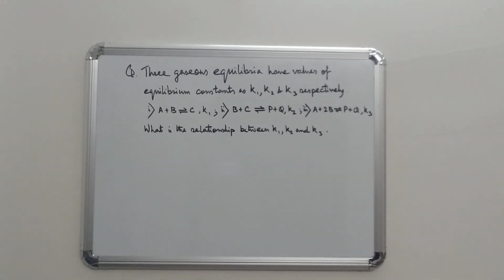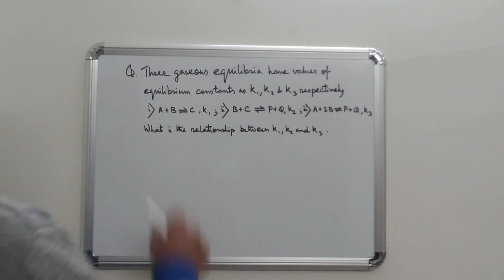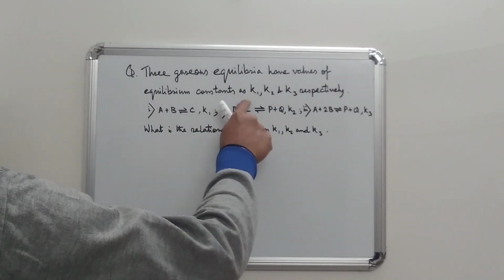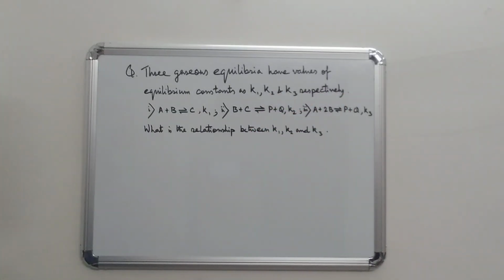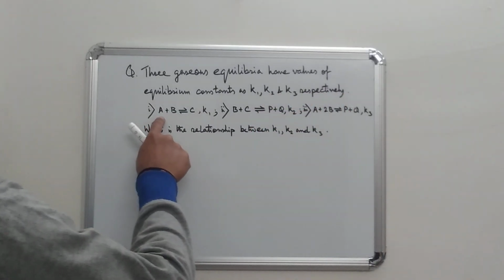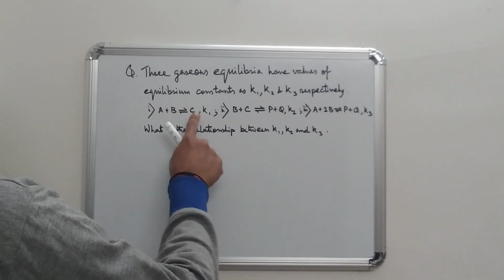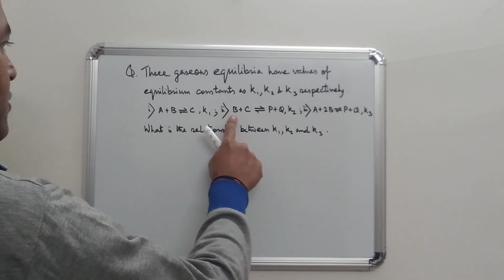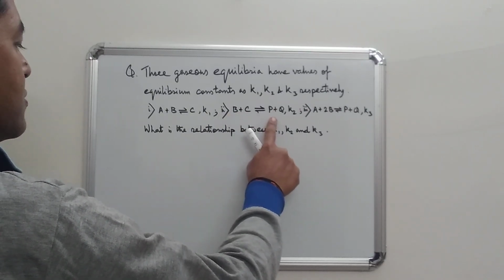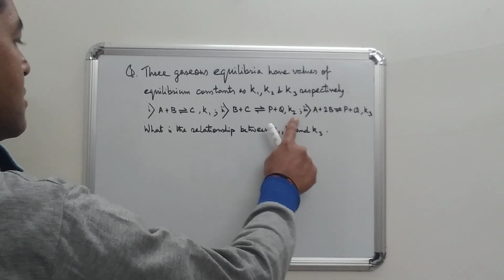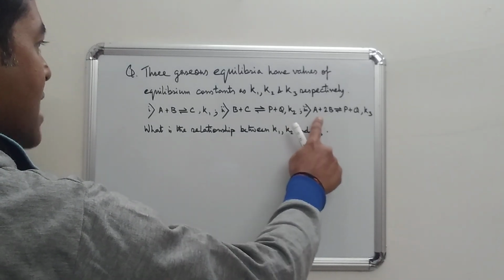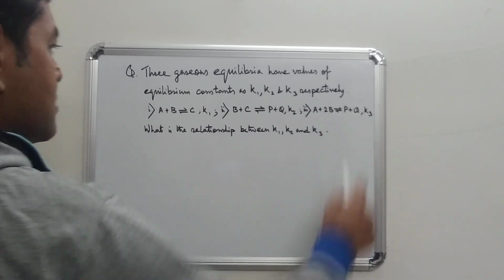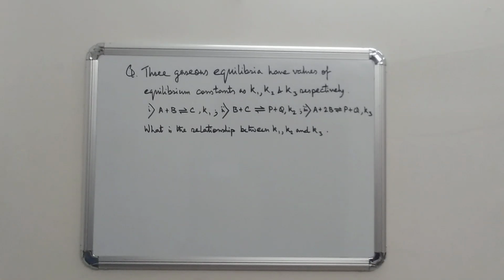An interesting problem from the chapter of equilibrium. Three gaseous equilibria have values of equilibrium constants as K1, K2 and K3 respectively. The reactions are: A plus B is in equilibrium with C, the equilibrium constant here is K1. B plus C is in equilibrium with P plus Q, having equilibrium constant K2, and A plus 2B is in equilibrium with P plus Q, having equilibrium constant K3.